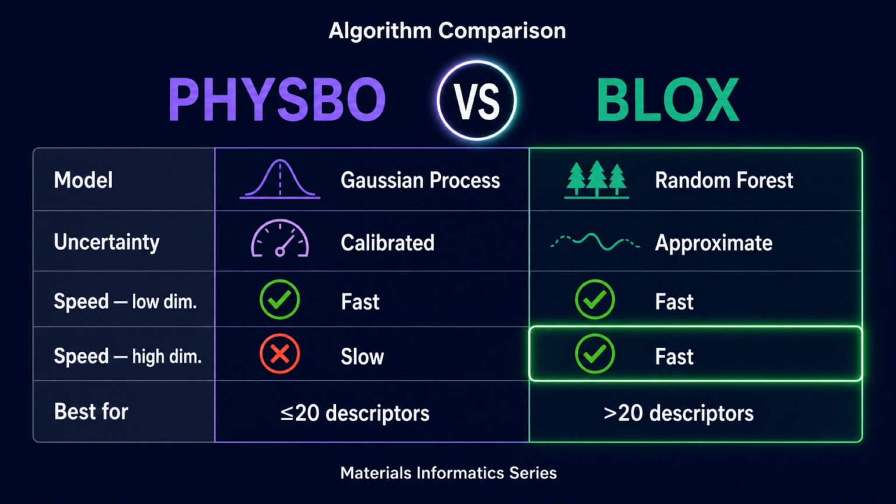BLOX uses random forest models instead of Gaussian processes. While PHYSBO with Gaussian processes provides well-calibrated uncertainty estimates, it can become slow when dealing with many descriptors. BLOX offers a faster alternative for high-dimensional problems. The rule of thumb is, use PHYSBO when you have 20 or fewer descriptors, and consider BLOX when you have more than 20 descriptors. Both algorithms are effective, but BLOX scales better as the number of features increases. The uncertainty estimates from BLOX are approximate rather than exact, but for practical optimization, this is usually sufficient.